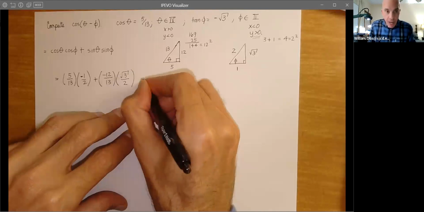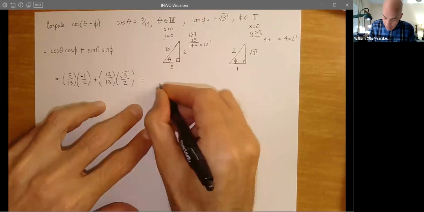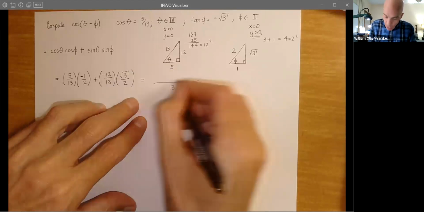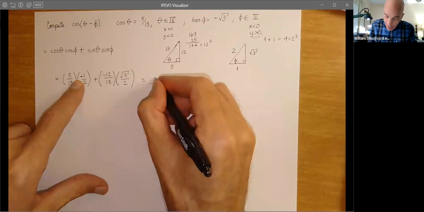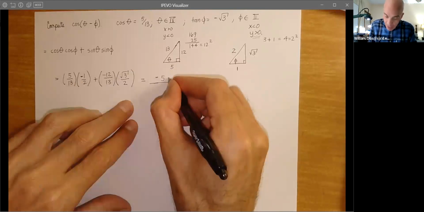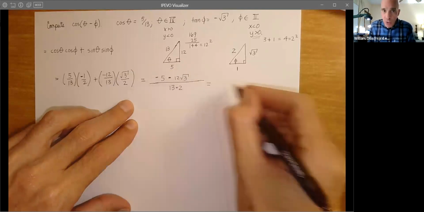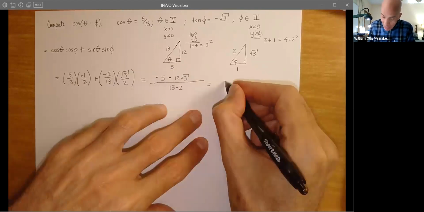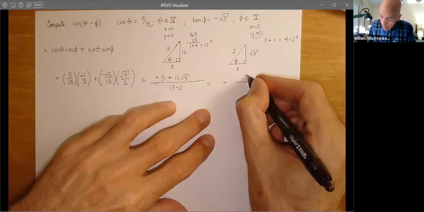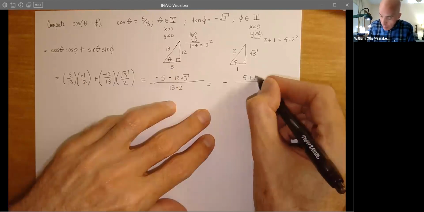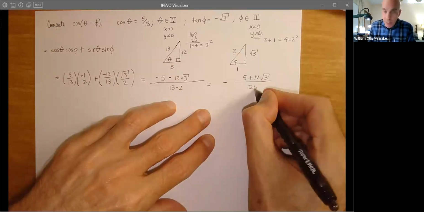And so now we've got a common denominator of just 13 times 2. So of course that's exact, and I'm sure Webberstein probably wouldn't be too upset with that. So we get a negative 5, and then we get a minus 12 times square root 3. And if you want, you can just factor this. You don't have to, that's certainly fine. So we have 5 plus 12 square root 3 over 26.